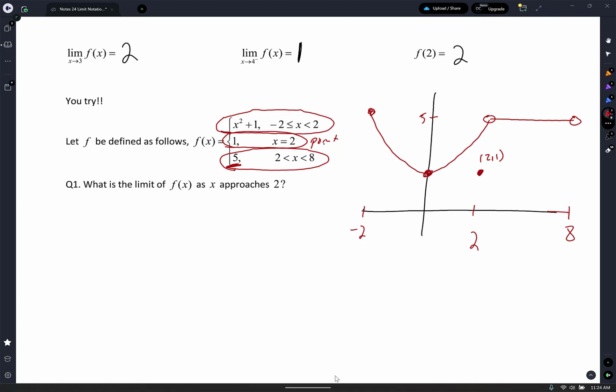If you can do this much, you're winning. What is the limit of f of x as x approaches 2? Tell me how to write it with limit notation. I write what? LIM. What do I put below it? X arrow towards 2, and then I write f of x, and then I put equals what? 5. Do we understand that?